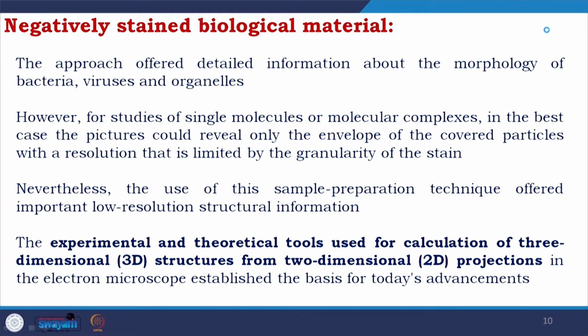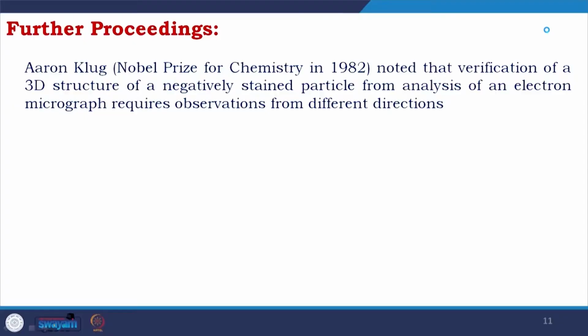So, through negative staining, the experimental and theoretical tools were developed which are used for calculation of a 3-dimensional structure from 2-dimensional structure. We talked about how different 2D pictures are averaged, and then using the tilting, using those changes, we have developed the 3D model.